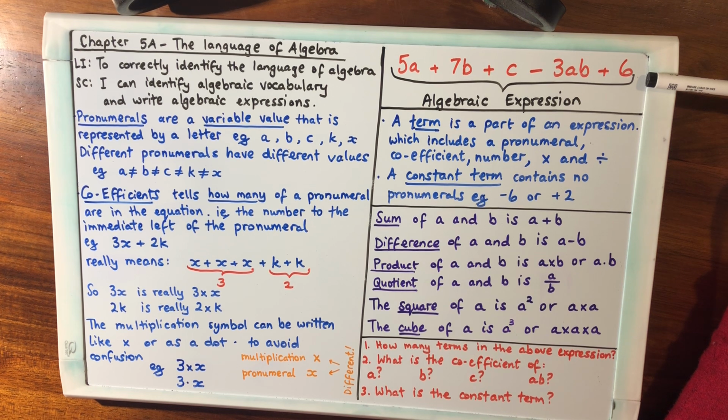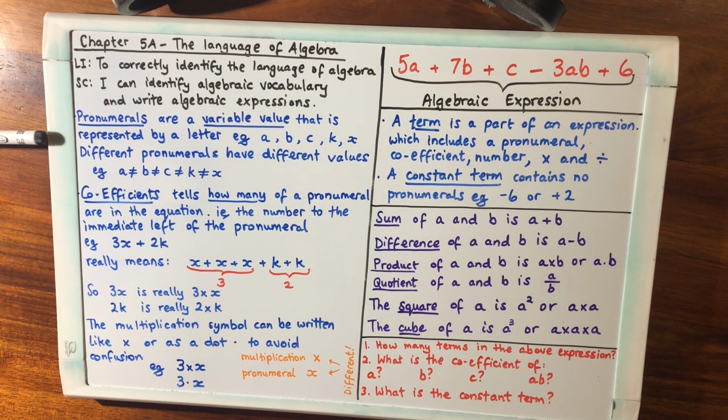So let's look at the different types of vocab, or the different types of letters, that you might find in an algebraic expression or sentence. The first one is a pronumeral. Pronumerals are a variable value that's represented by a letter. So it could be any letter. The examples in this expression are a, b, c, and ab. 6 does not have a pronumeral.